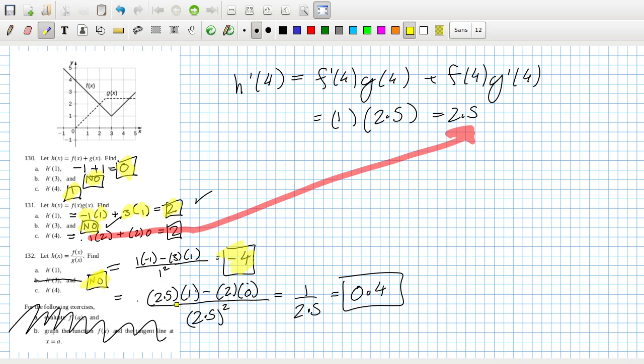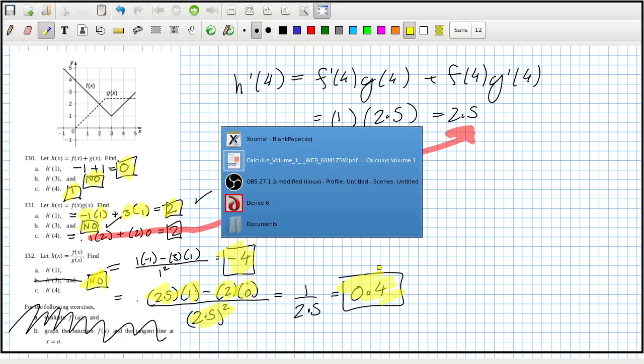That's right here. And then the last one I have to recalculate. So that's g of 4, which is 2.5 squared. And then 2.5, the bottom, times the derivative of the top, which is 1, minus the top, which is f of 4, which is 2, times the derivative of the bottom, the g, which is 0. So 1 over 2.5. 1 over 5 over 2, 2 over 5, 0.4. Yeah, hopefully they're right now. Okay, a bit tough today.